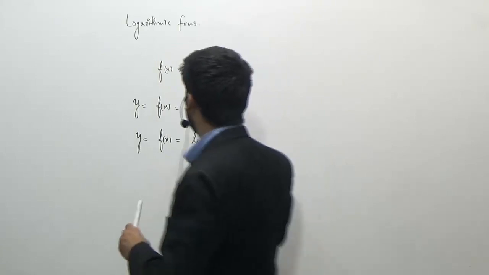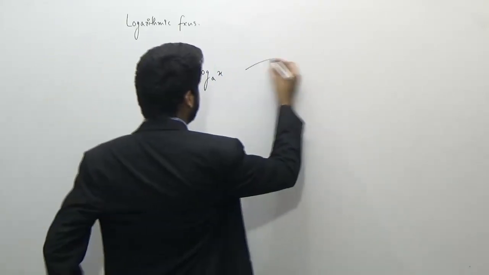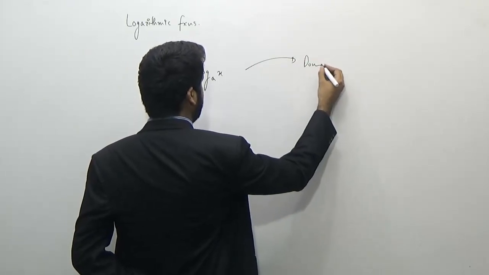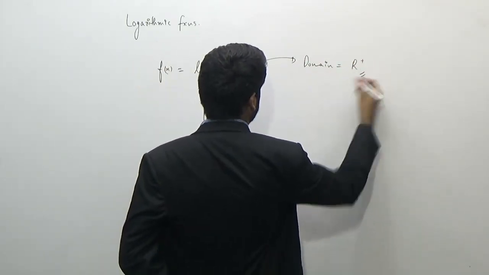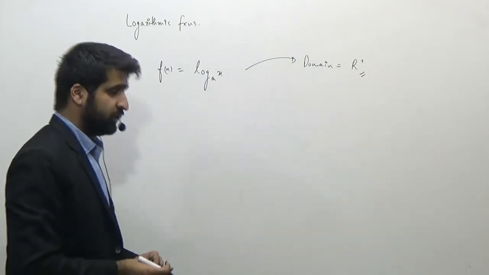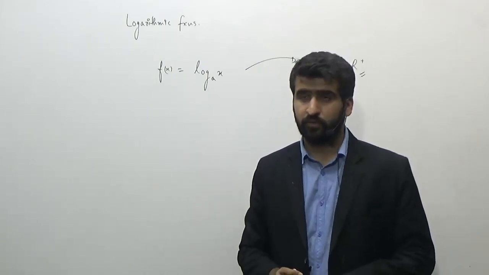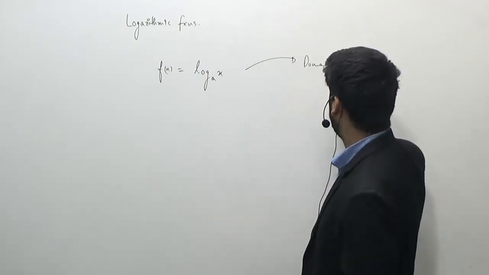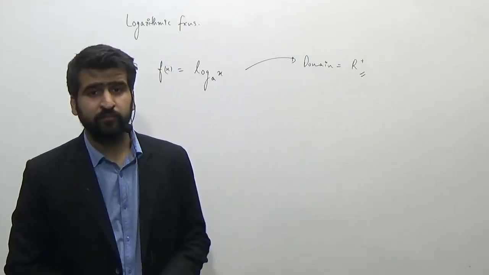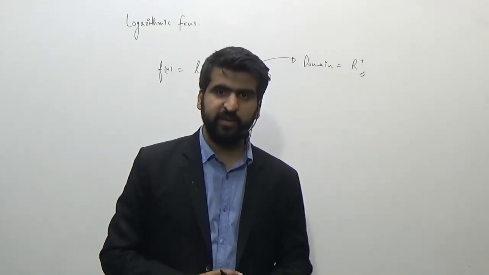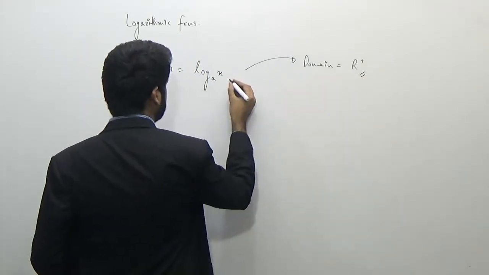Now guys, we've already discussed what the possible values of x are here. The possible values of x will define the domain of this function. Now the domain of this function is always R positive, all positive real numbers. Now 0 cannot come here. Log 0 is not defined. So the domain will be all positive real numbers. Guys, what is the value of log 1? Log 1 to any base will always be equal to 0. So therefore this domain is R positive.